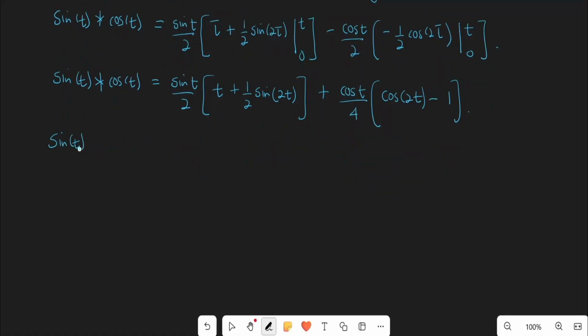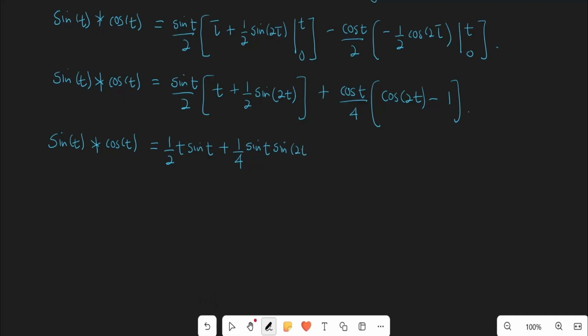So sine of t convoluted with cosine of t, this is equal to, now we can multiply in, this one is going to be 1/2 times t times sine of t. That's the first one. Next one is going to be plus 1 over 4, right? Then we are going to have sine of t, and then sine of t and sine of 2t.